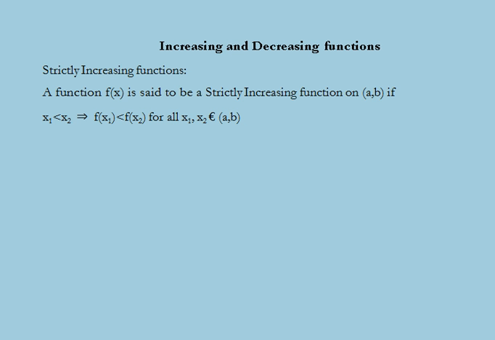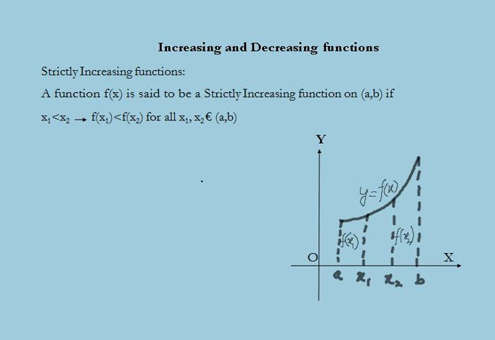for all x1, x2 belonging to interval (a, b). Now in this given graph we have a curve which is defined as y equal to f(x), and here x1 is less than x2, which implies that f(x1) is less than f(x2) for all x1, x2 belonging to interval (a, b). Graphically, f(x) is increasing on interval (a, b) if the graph, y equal to f(x), is moving upwards with the increasing values of x in the right direction.